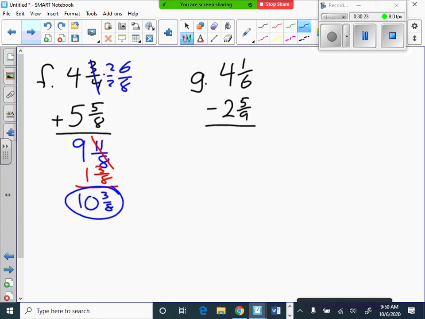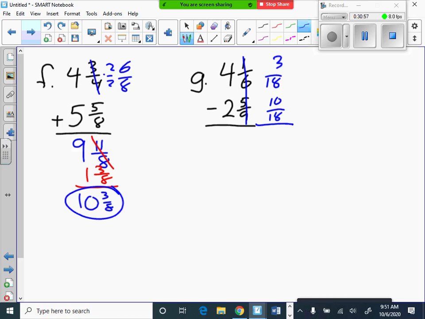Okay. So look at the last one, 4 and 1/6 minus 2 and 5/9. Again, what number does 6 and 9 both go into? We did it earlier. 18. 6 times 3. 1 times 3 is 3. 9 times 2. 5 times 2, 10. 3/18 minus 10/18 I can't do. So I have to borrow.